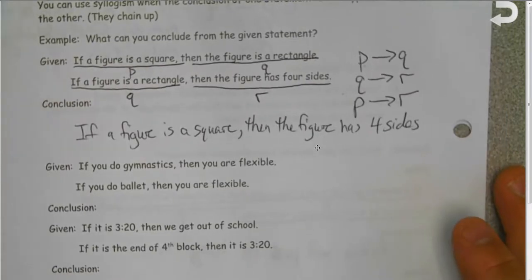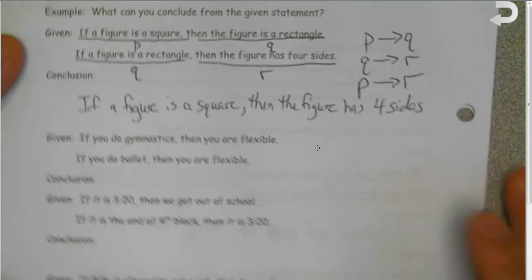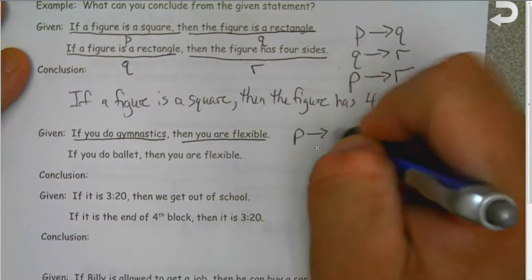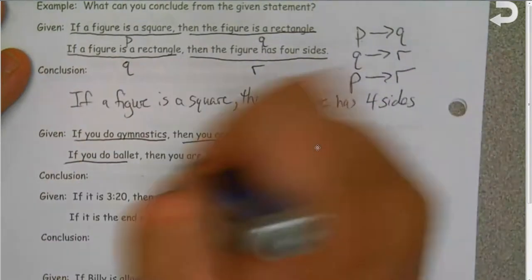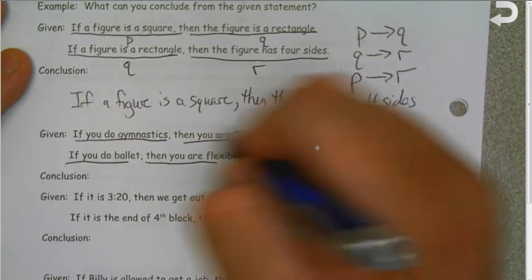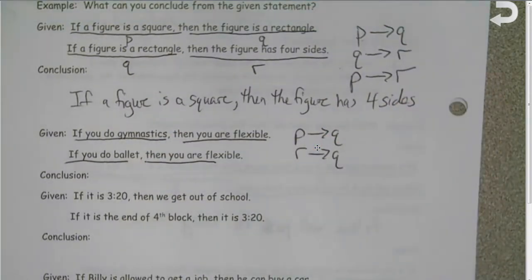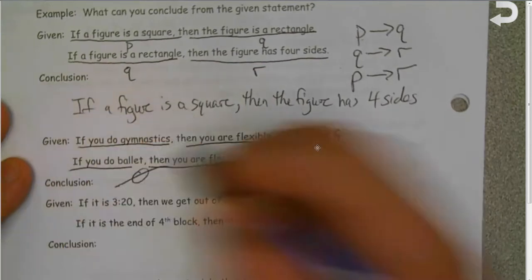Let's see some ways that it will or will not work. If you do gymnastics, you are flexible, P to Q. If you do ballet, you are flexible. Well, ballet's new, so that's R to Q. Can we say that every person that does gymnastics does ballet? No, because we have no linking. Yes, people who do gymnastics are flexible. People who do ballet are flexible. But there's nowhere in there that links gymnastics to ballet. So there is no conclusion that'll work here.